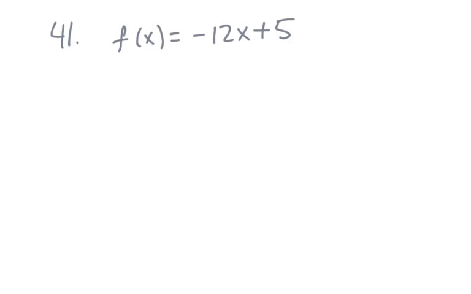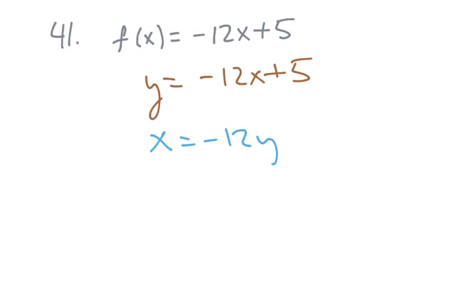Okay, let's solve 41. So 41 gives me f of x equals negative 12x plus 5. Y is going to equal negative 12x plus 5 then. The reason why I'm writing it like this is the question itself is asking for the inverse. Inverse is just a fancy way of saying switch x and y. So I'm going to rewrite this as x equals negative 12y plus 5. And all the question really is asking you to do is to get y by itself.